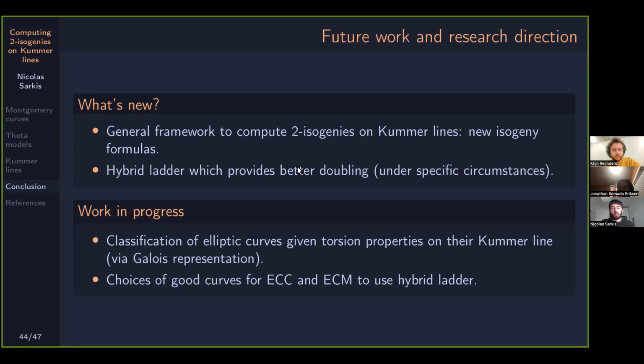And what I'm working on currently is writing the article on what I talked about, but also classifying this Kummer line, classifying elliptic curves based on the torsion properties of the Kummer line via a Galois representation. So when an elliptic curve will have a theta model or Montgomery form or things like that, and how to choose good curves for elliptic curve cryptography and elliptic curve multiplication. So thank you for your attention.